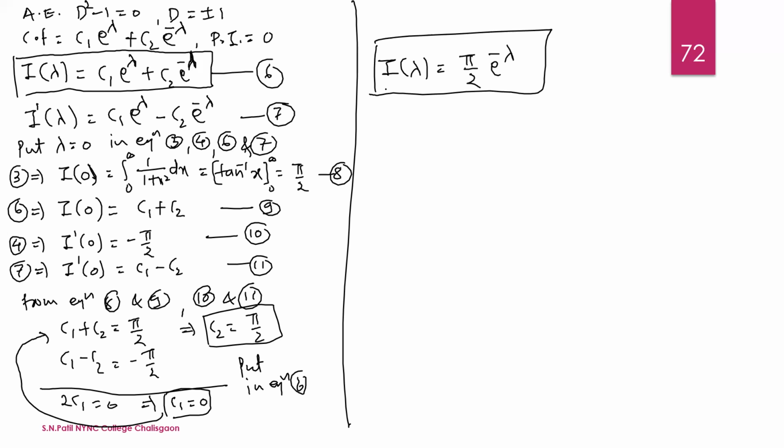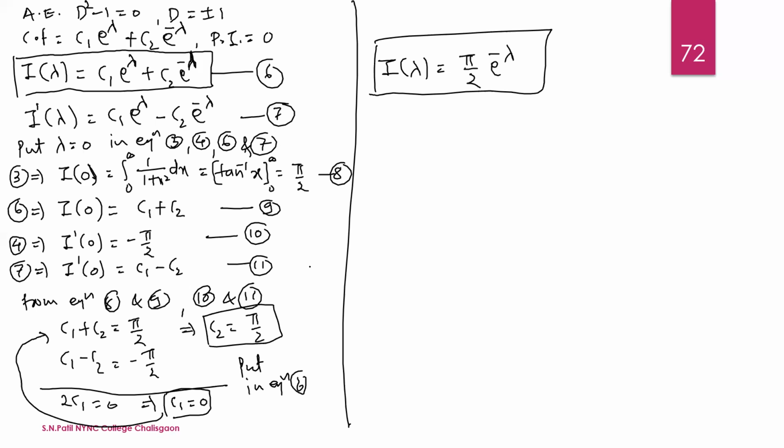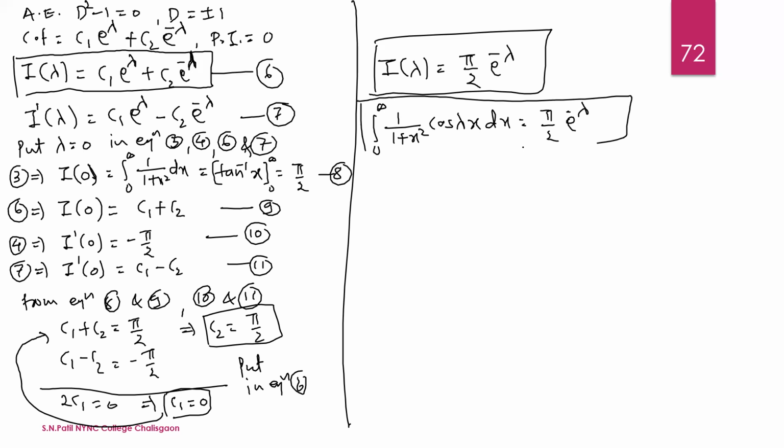Now see equation 3. Equation 3 is the cosine transform. I of lambda is the cosine transform, that is integral 0 to infinity 1 upon 1 plus x square cos of lambda x dx is equal to pi by 2 e raised to minus lambda. That is the first answer. This is nothing but f of lambda suffix c. Say equation number 12.